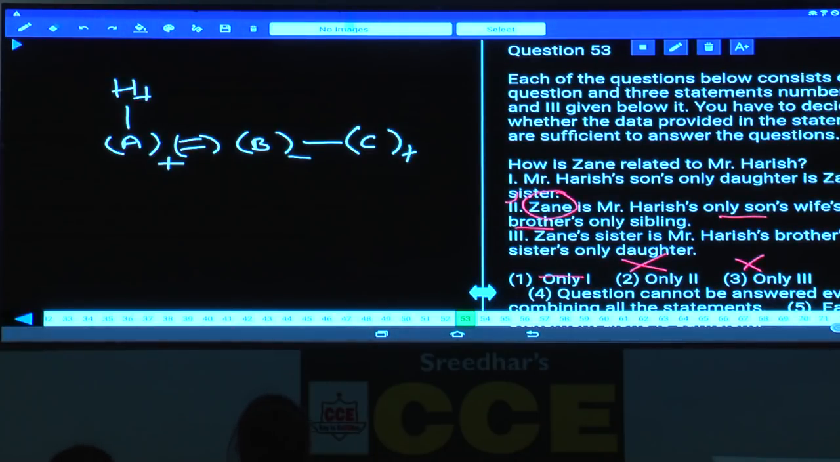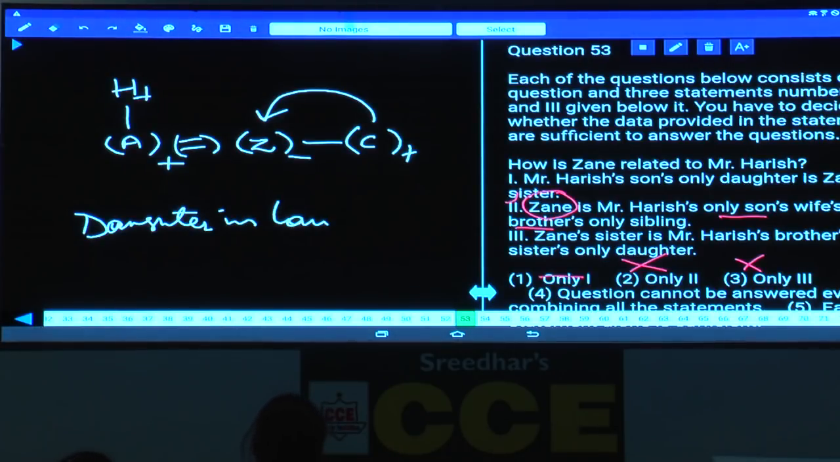Who is that person? None other than Jane. Now this Jane is Harish's son's wife's only brother's only sibling. That means this Jane is none other than Harish's daughter-in-law, the son's wife. Then what is the answer I am getting here? Now the answer is daughter-in-law. Now can I have an answer like this, daughter-in-law?